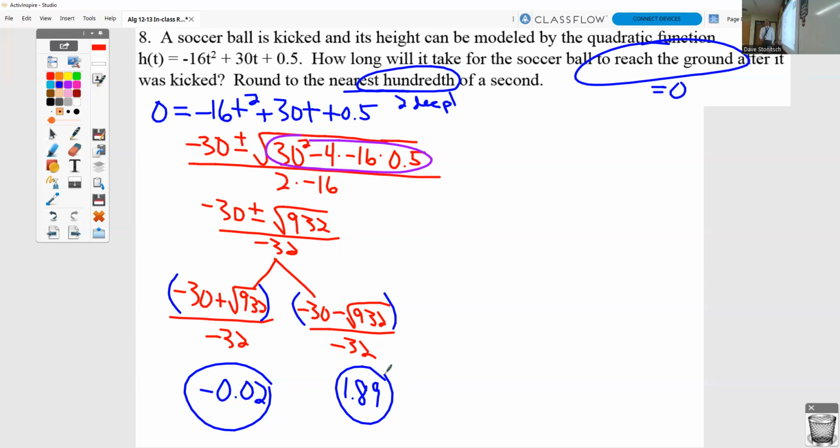Now, you're looking for how long it will take. So we can't have negative time. So we are going to reject the negative time. So our answer is 1.89.